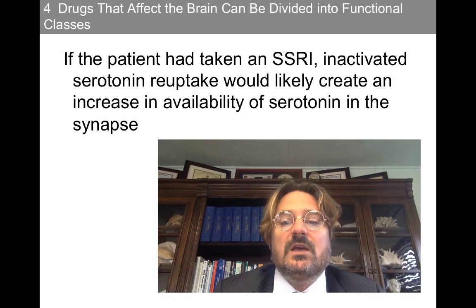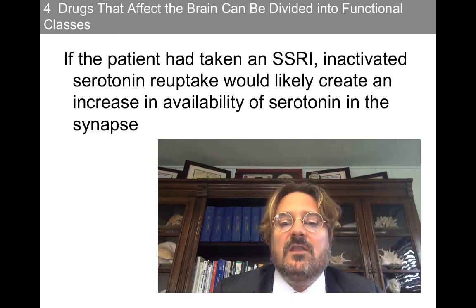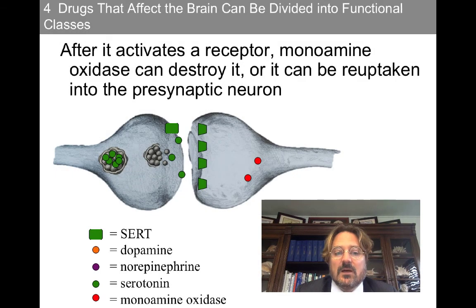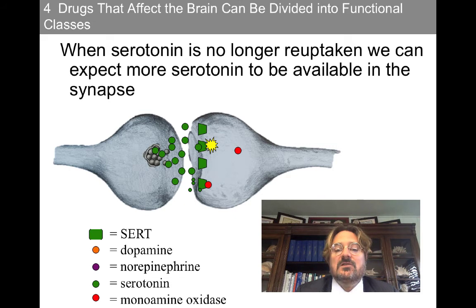Now, if the patient were taking an SSRI, the inactivated SERT, or serotonin reuptake transporter, would create an increase in the bioavailability of serotonin in the synapse. So here we see, let's get rid of that reuptake transporter. There we go. It's gone. And as you can see, after the serotonin hits the receptor, it actually is not reuptaken. So we end up with this congested, highly bioavailable serotonin level. So monoamine oxidase is still going to destroy some of it, but you have a lot more serotonin in the synapse because the serotonin is not being reuptaken into the presynaptic terminal.